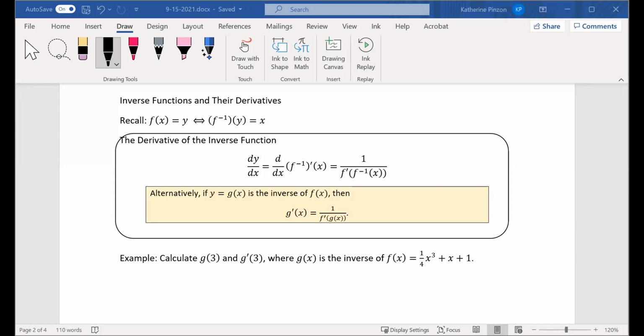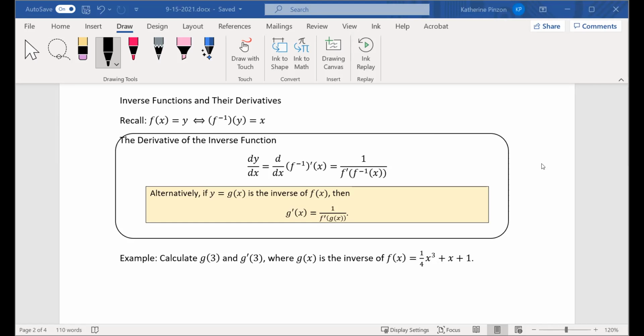So if you're going to take the derivative of the inverse function, it turns out that you can just use the derivative of the original function at the value of the inverse. Basically what this says is if g is the inverse of f, then the derivative of g is f prime, the derivative of f at g of x, okay? This is just a rule that works for inverse functions.